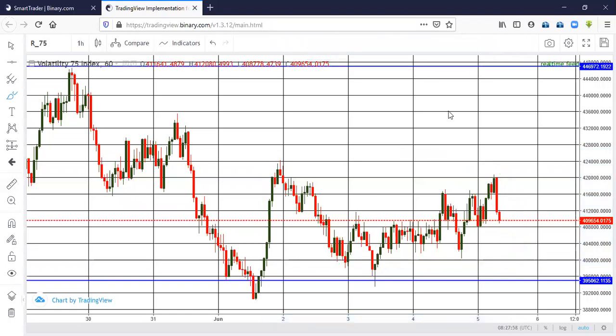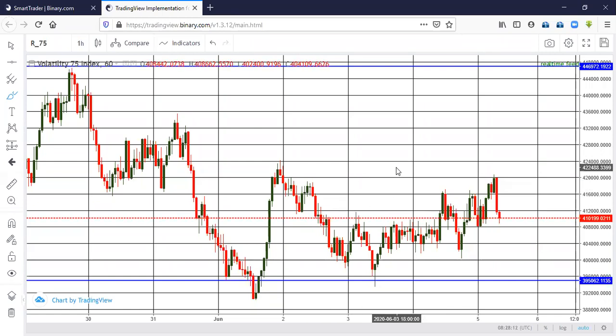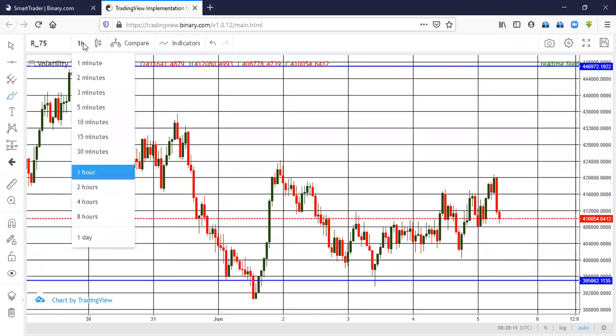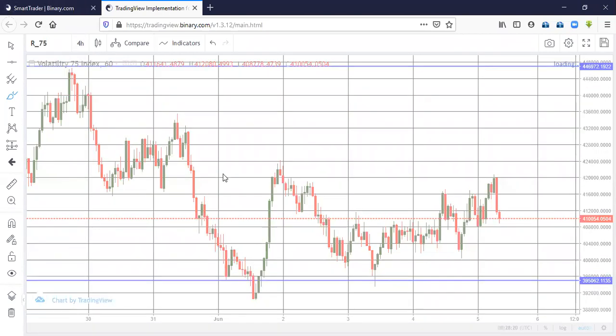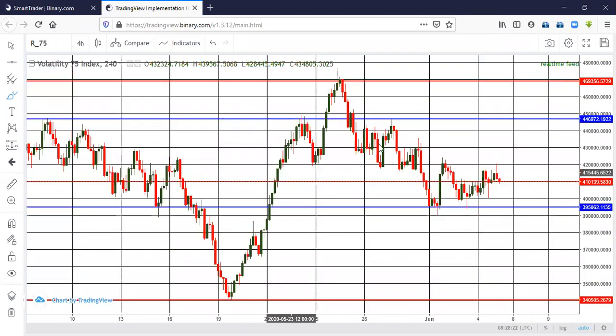So what do we do? There are two ways we can do it. We can plot a trend line on a higher time frame than this one, or on a lower time frame than this one. So we need to choose which time frame we can use to plot a trend line in this case. So for the trend line which we are going to plot now, we will simply change our time frame back to 4 hours. From 4 hours, we're able to plot a trend line.